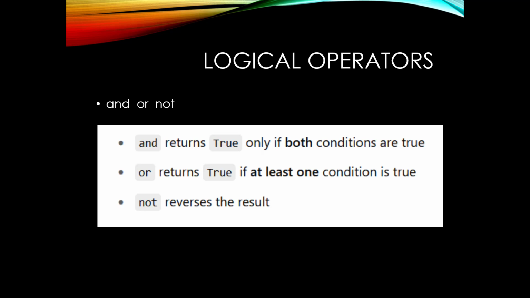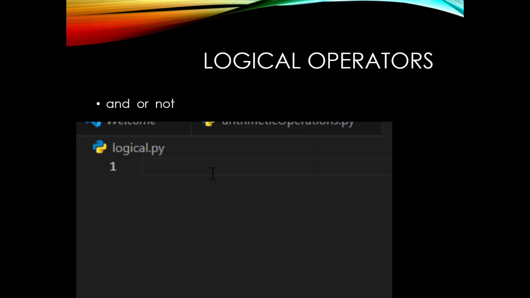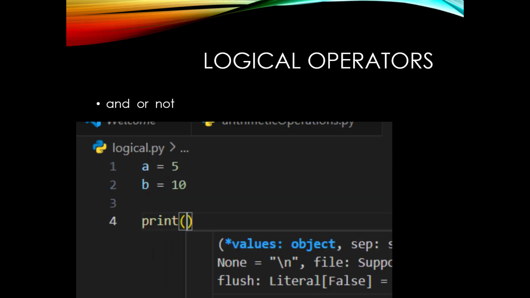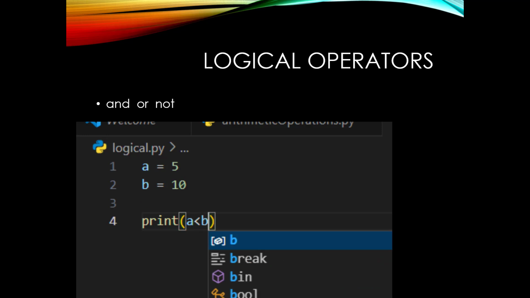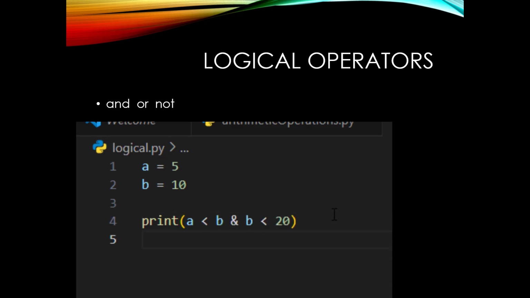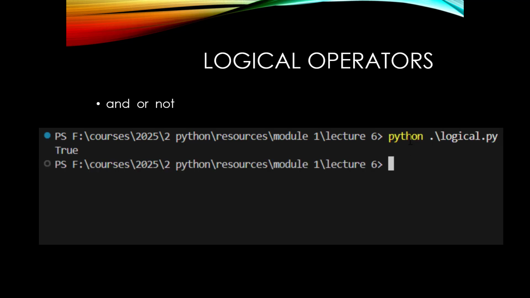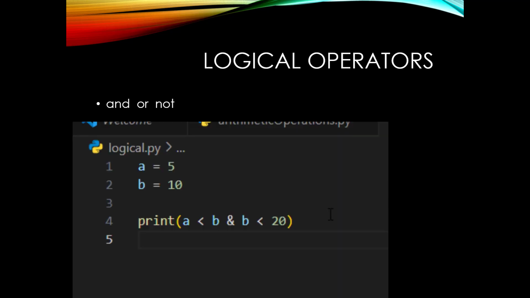Let's take a look at an example here. A equals 5, B equals 10. Let's print A less than B and B less than 20. Is it true? Let's see. Yes, 5 is always less than 10, right? And 10 less than 20. So it will give the result true. So see here both comparisons are true, so the overall expression is true.